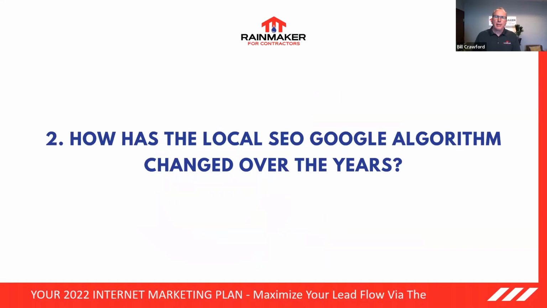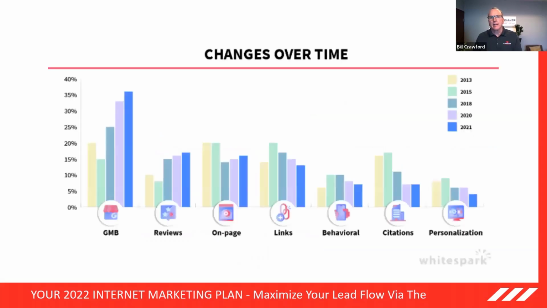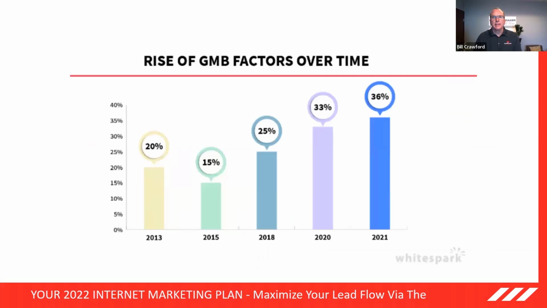All right, so I'm going to unpack some of these things. So how has the local SEO Google algorithm changed over the years? Here are the major changes. Google My Business. This is how, in the same survey, Google My Business has influenced your ranking. Back in 2013, it was 20%, but now in 2021, 36% of your ranking relates to what your Google My Business page is.